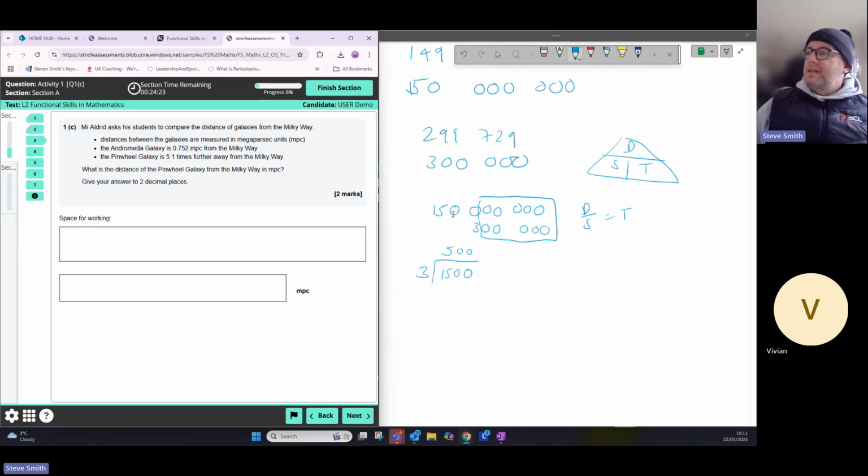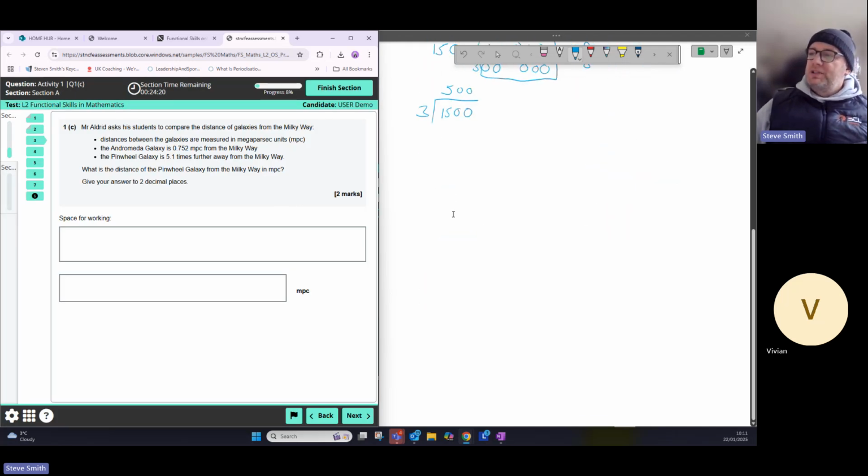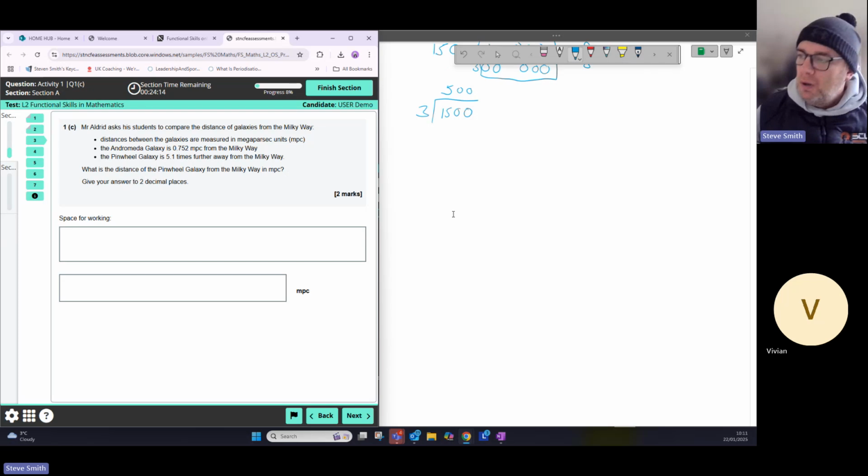Mr. Aldridge asks his students to compare the distances of galaxies from the Milky Way, distances between the galaxies, and this is where this particular exam really winds me up, because it's talking about, I don't know much about astronomy, and it's never been kind of something that I'm like, oh wow, that's really interesting. So I find it hard sometimes to do the math on a topic I'm not that interested in. So distance between galaxies are measured in megaparsec units, MPC. Do I really care? No.